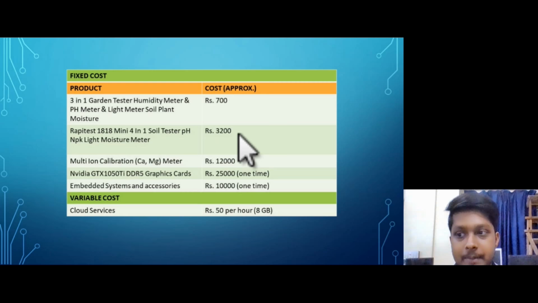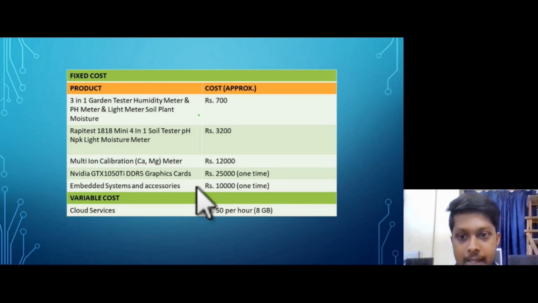This is a brief description of the cost diagram. At first, the sensor will measure the pH and soil moisture content. Here is the multi-ion calibration meter, which will measure calcium and magnesium quantities. As in the near future we are trying to make the prediction based on image analysis of terrain, we will be needing a GPU. That's why we will try to utilize the fund.